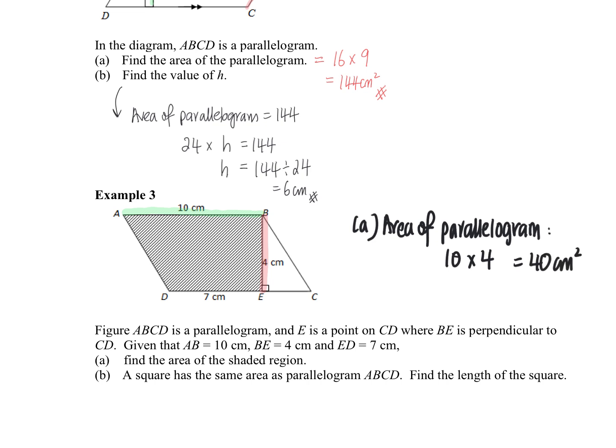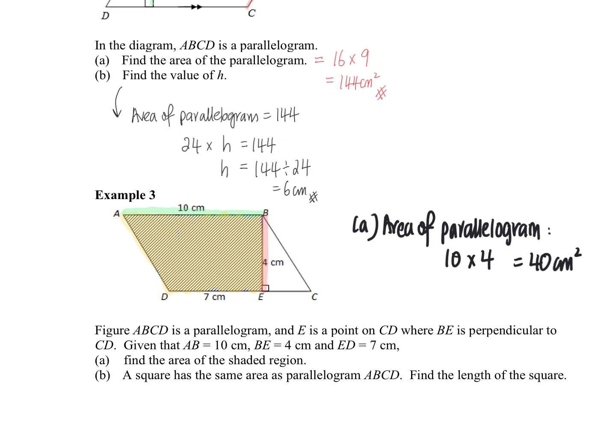So this is the whole parallelogram. But the question wants me to find the shaded part only. This one only, not the whole thing. Then can I just do 7 times 4? Oh wait, wait. Cannot. Wait, then can we find the area of the triangle then minus?